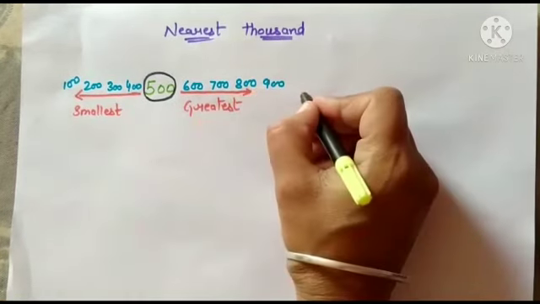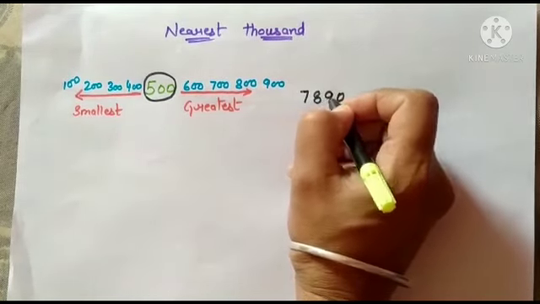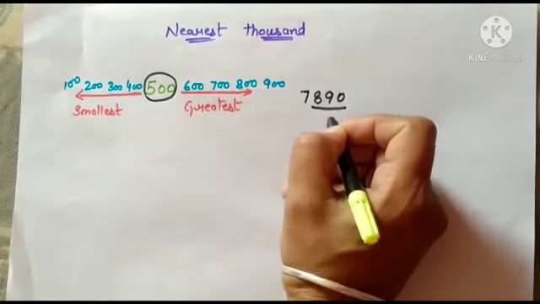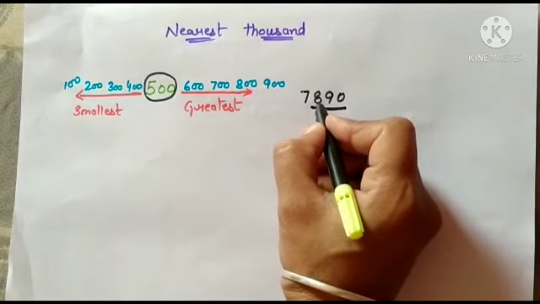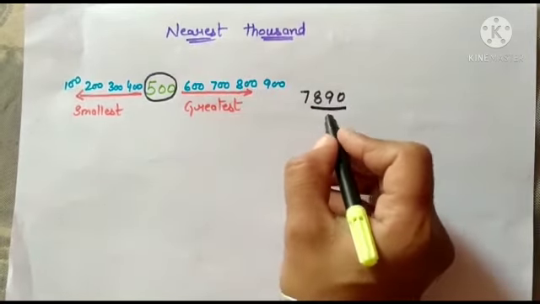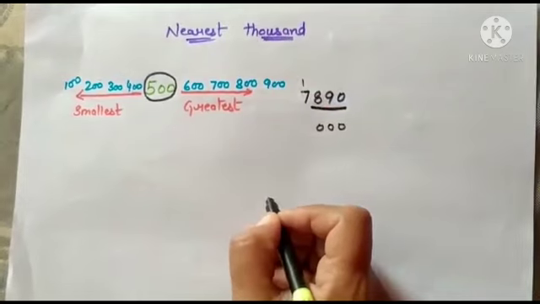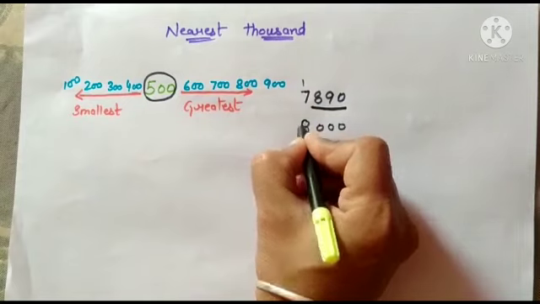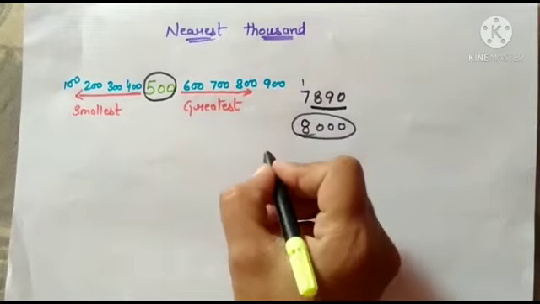For example, the question is 7890. We will see the last 3 digits. The last 3 digits, we will see, are greater than 500. 890 is greater than 500. So in the last 3 digits we will put 0 and to the first digit we will add 1. 7 plus 1, 8. Okay, the answer will be 8000.